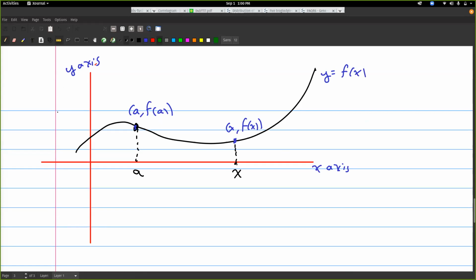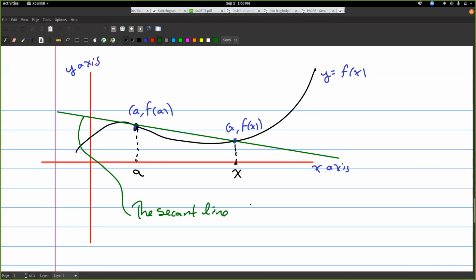Let me turn on my ruler. Okay, like this. So this is the secant line for a, f of a, and x, f of x. And how can you determine what that line is?